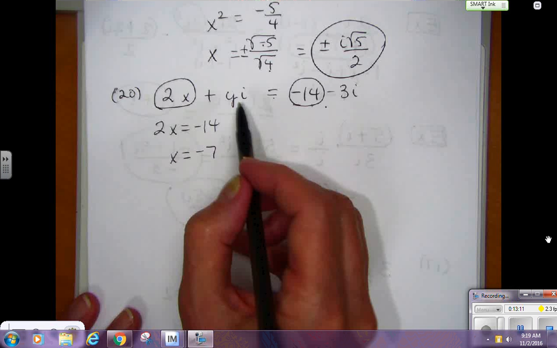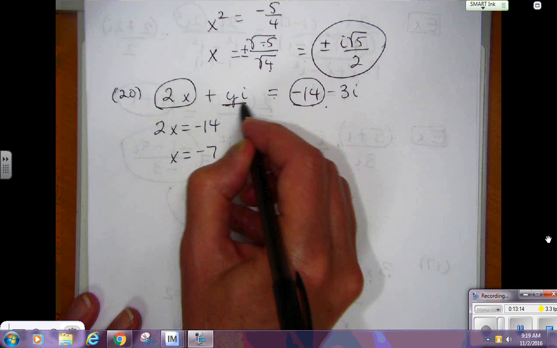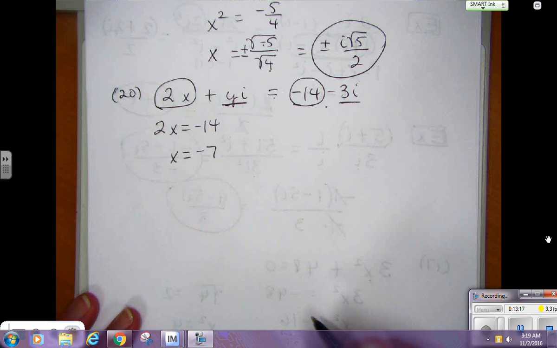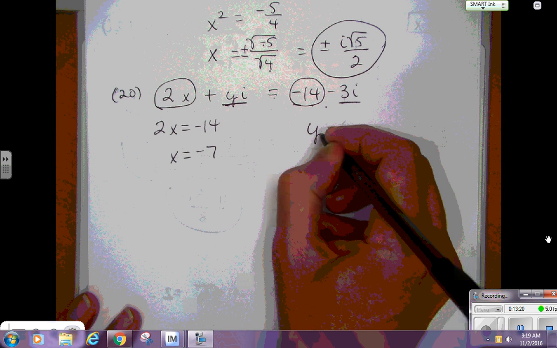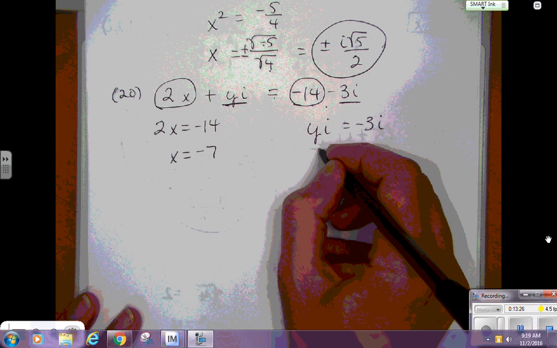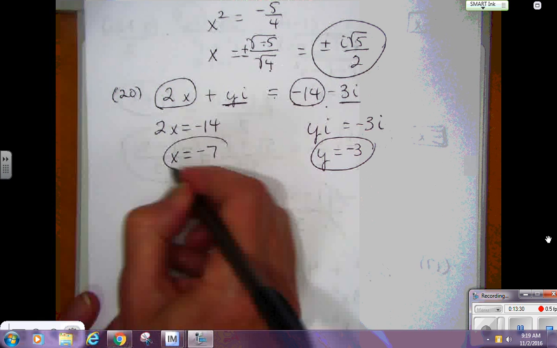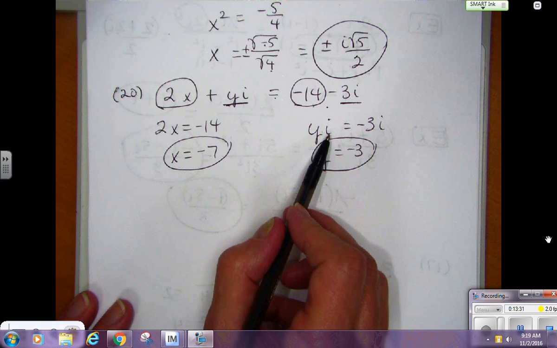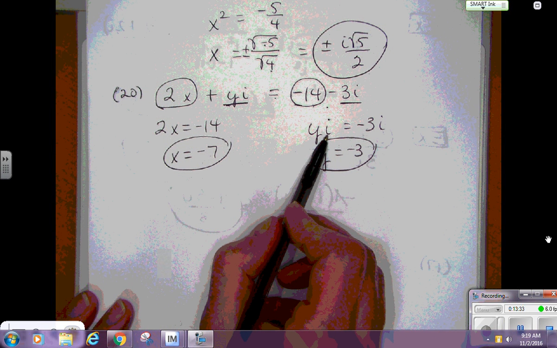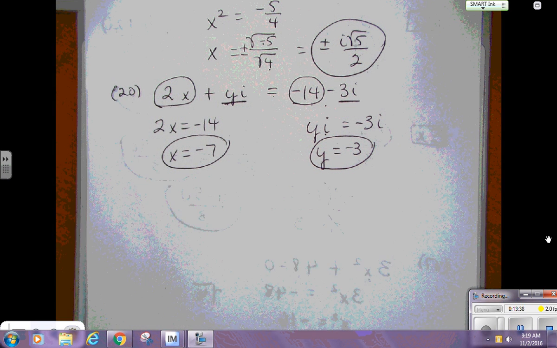And then set the imaginary parts equal to each other. So the yi, negative 3i, those are my imaginary parts. So I'm going to set those equal to each other. Divide by the i to isolate your y, and you'll get y equals negative 3. Okay, so really you don't have to write the i down in your equation because it's going to reduce out anyway, and that could save you a step. Any questions?